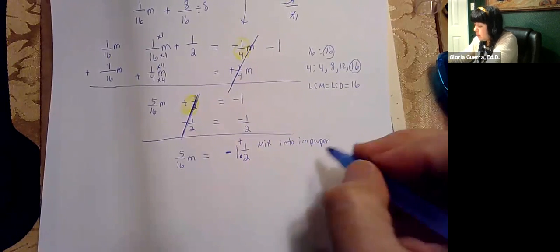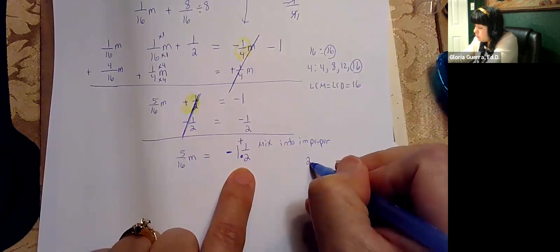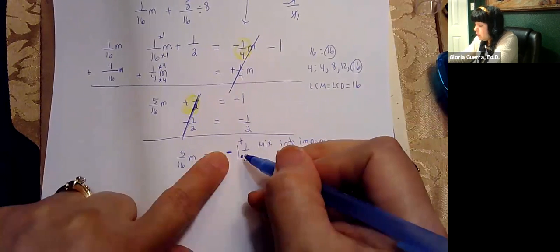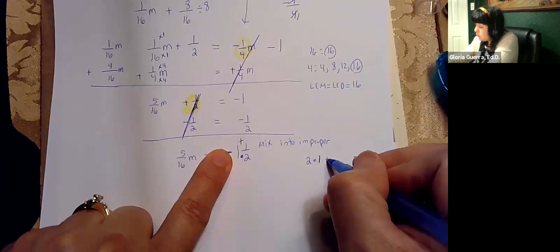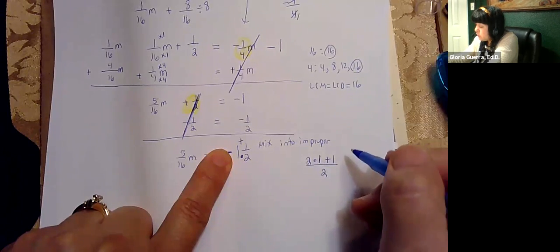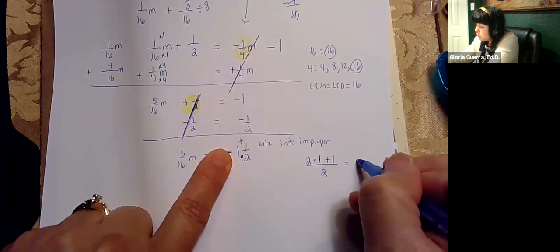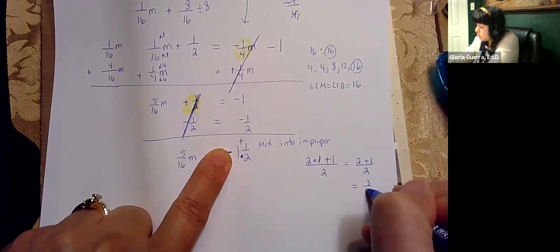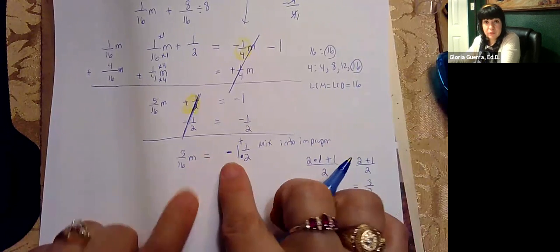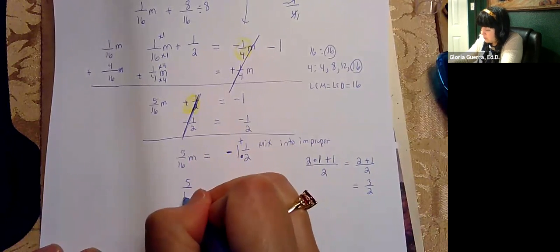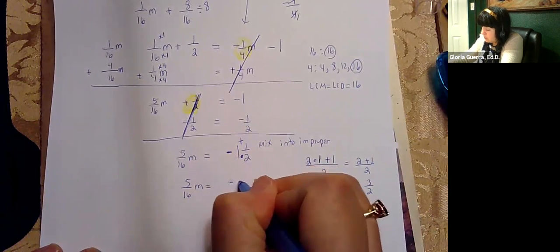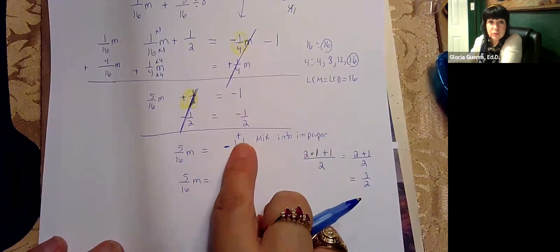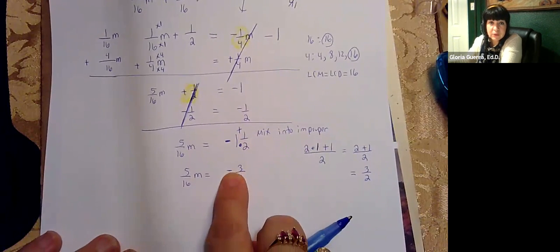Okay, so I'm gonna do this on the side. So this is gonna be 2 times 1. So you ignore this negative here. 2 times 1 plus 1 all over 2. So 2 times 1 is 2 plus 1 over 2, and that gives you 3/2. But it's going to be a negative. So now you have 5/16m equals -3/2. Okay. 2 times 1 is 2 plus 1 is 3, 3/2, and it's going to be negative, see?